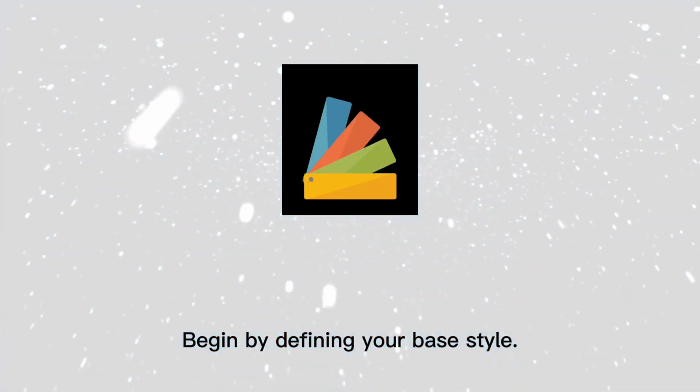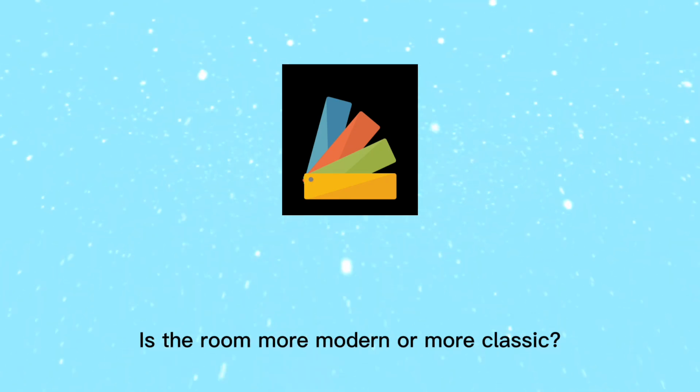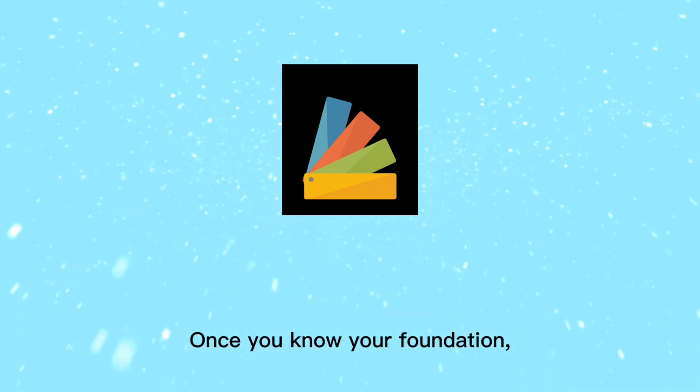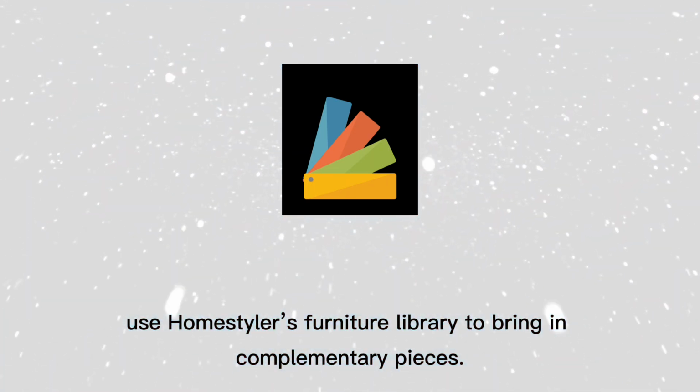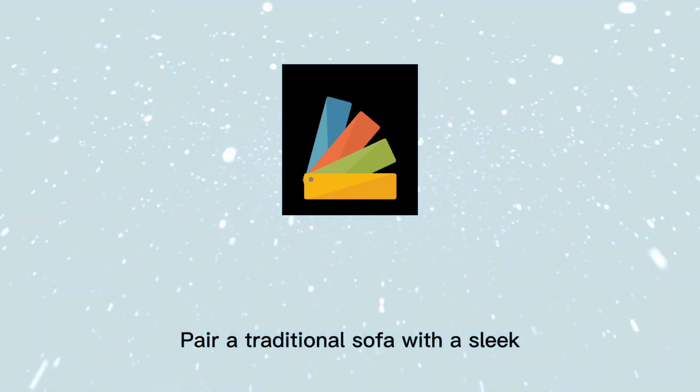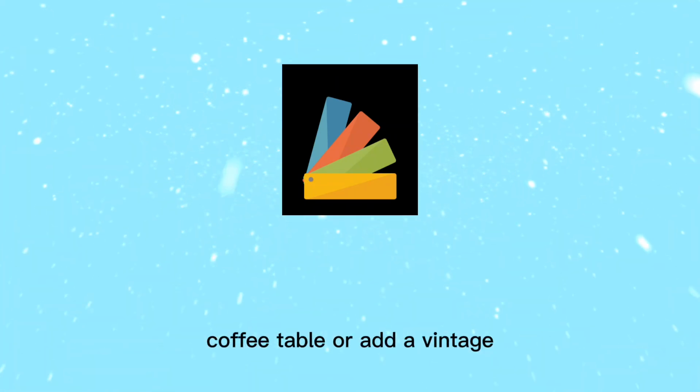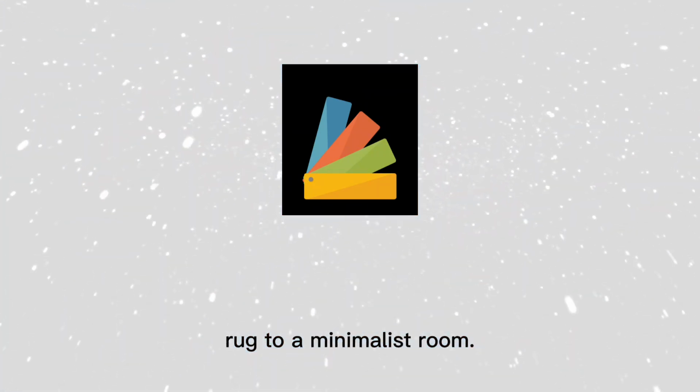Begin by defining your base style. Is the room more modern or more classic? Once you know your foundation, use HomeStyler's furniture library to bring in complementary pieces. Pair a traditional sofa with a sleek coffee table or add a vintage rug to a minimalist room.